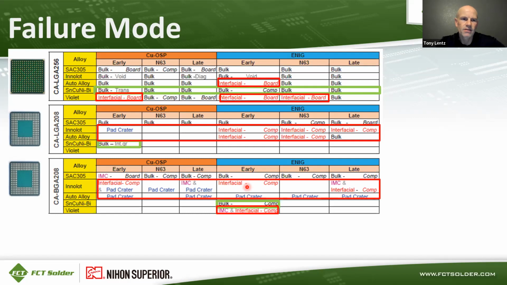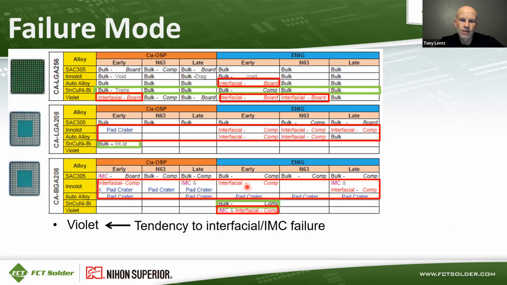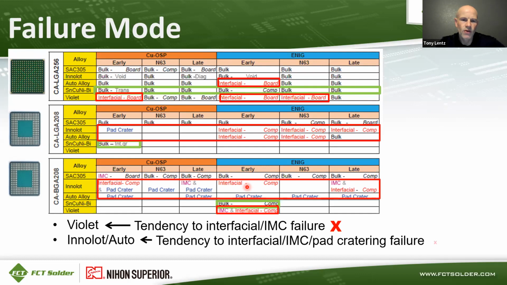And then violet also tended to give interfacial failures. So overall, violet had interfacial IMC failures, which are undesirable. Inalot and the other automotive alloy tested also gave interfacial IMC failures and pad cratering failures because those are quite strong alloys. And then S100CV in this test tended to give a failure in the bulk solder.